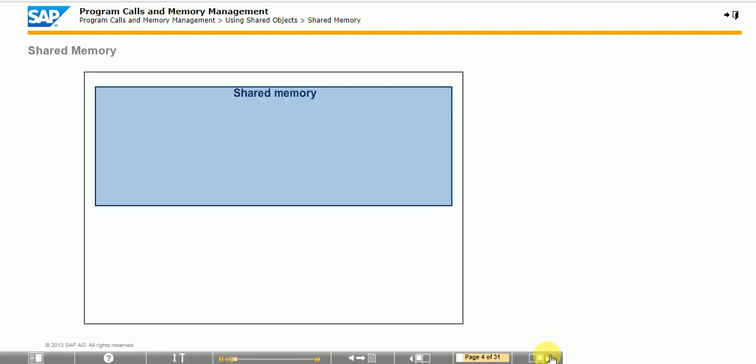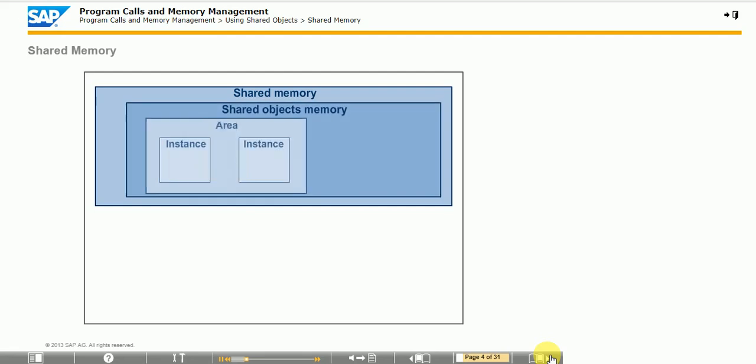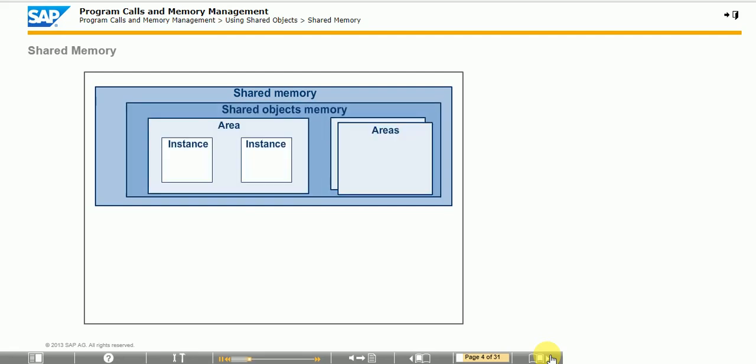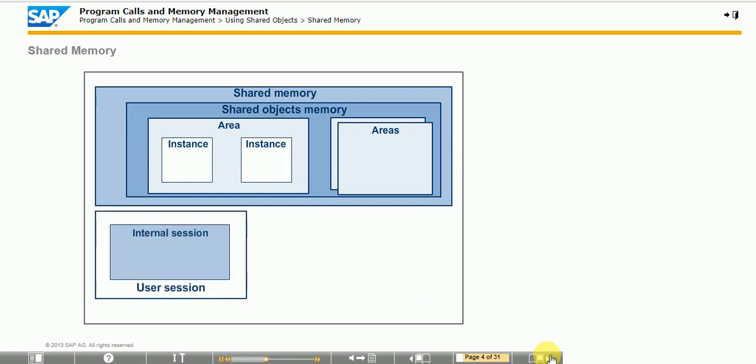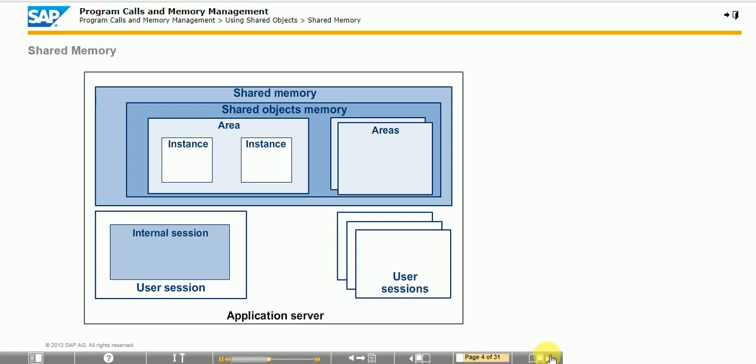Shared memory is a memory area on an application server that the ABAP programs running on the same server can access. Before SAP introduced shared objects, ABAP statements had to use the export and import statements with the shared buffer and shared memory additions to access this memory area. Instances of classes were active exclusively in the internal session of an ABAP program.